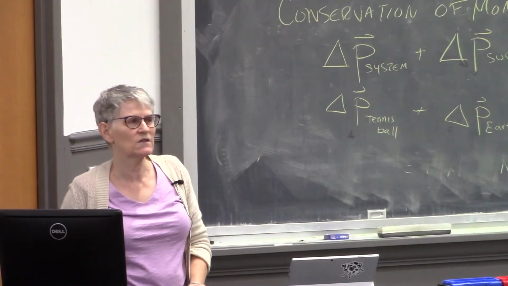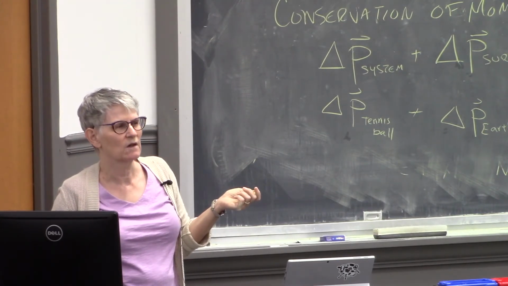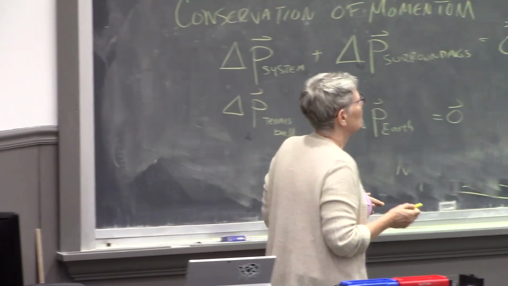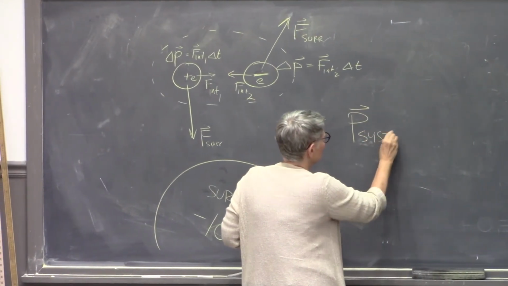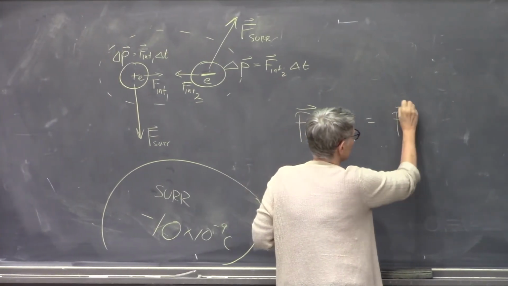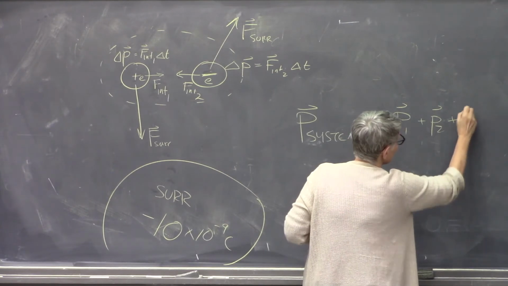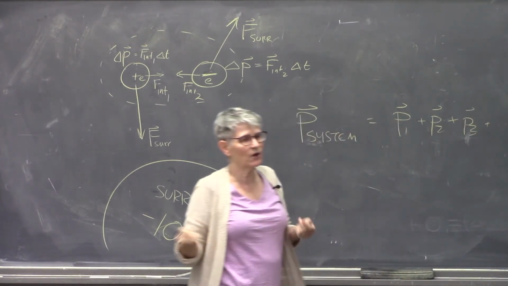Okay, so we'll do a lot more with this later. And you'll find in the chapter a definition of momentum of a system. It's just the sum of the momenta of all the objects in the system. So it's P1 plus P2 plus P3. So you saw that right away with the carts.